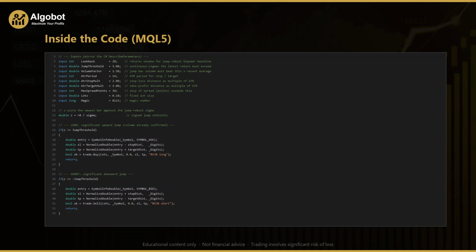Just above the two signal blocks, you can see the key line. Z equals R0 divided by sigma.